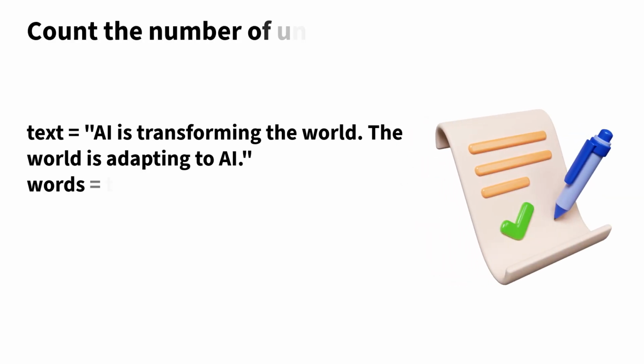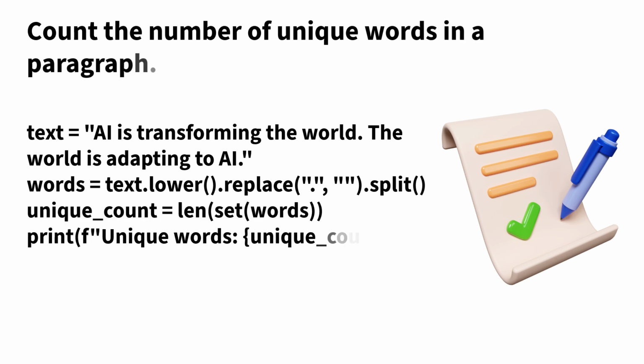Write a program to count the number of unique words in a paragraph. Convert text to lowercase first to avoid case differences. Remove punctuation, here just periods. Split into words using .split. Convert the list to a set to remove duplicates. Then count the length of the set to get the number of unique words.